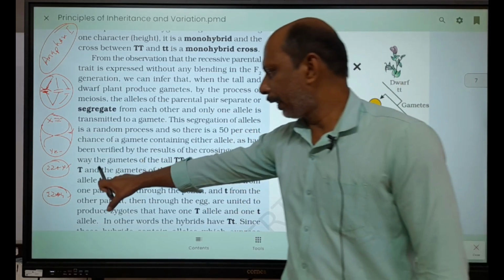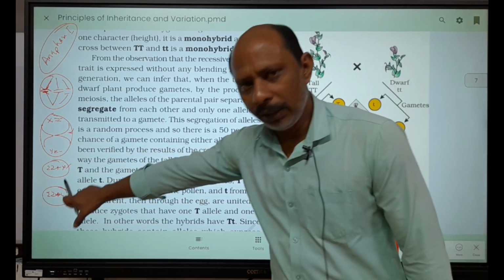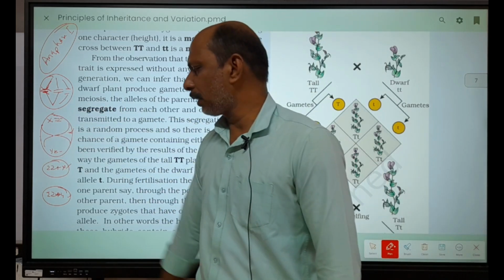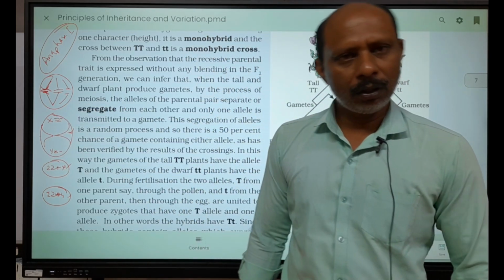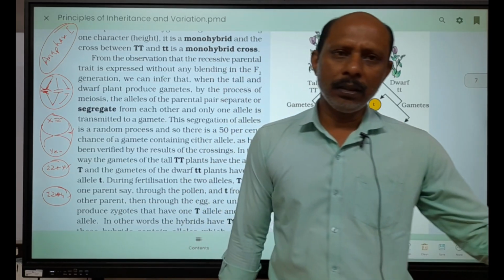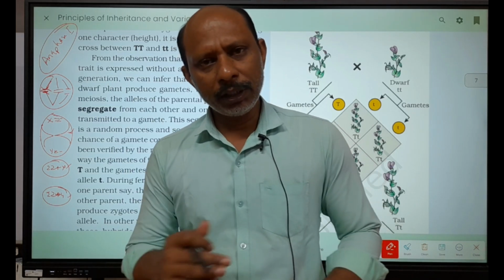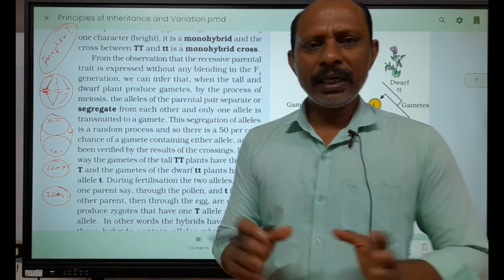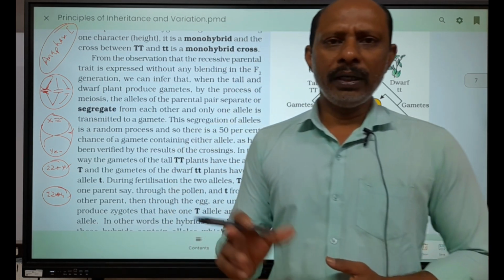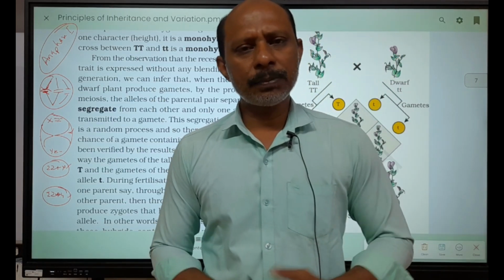In this way, the gametes of the TT plants have only the allele T, because both are T, so in anaphase I we get only T. Only one type of gamete is formed, 100% one type. For example, in female humans the 23rd chromosome pair is XX, 22 plus XX. Then how many types of gametes are formed? In a female, only one type of gamete is formed, 22 plus X. The other is also 22 plus X, meaning both are the same.